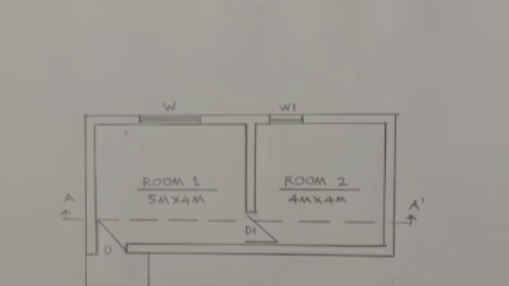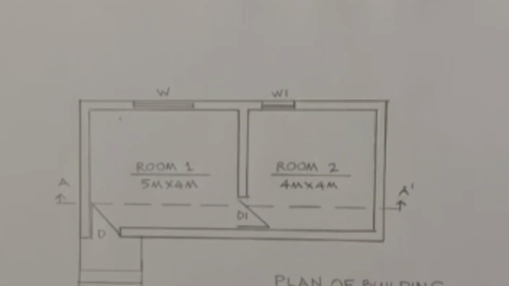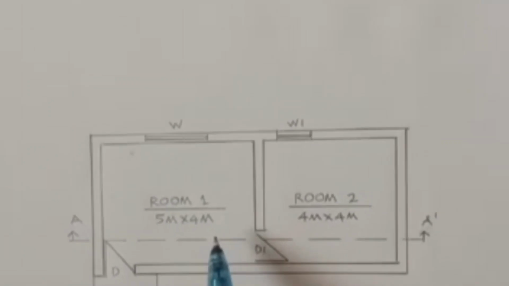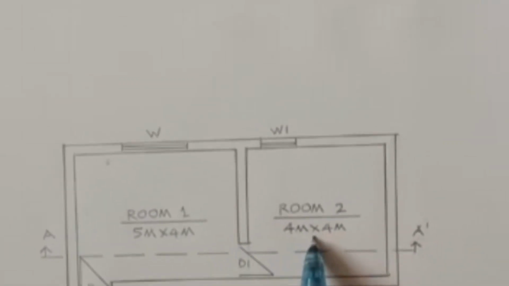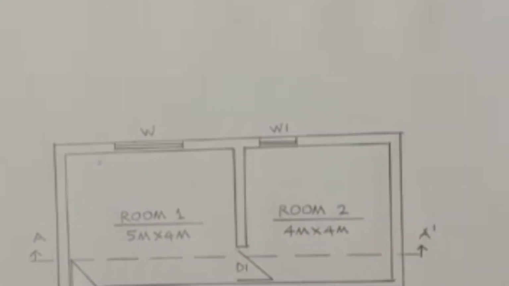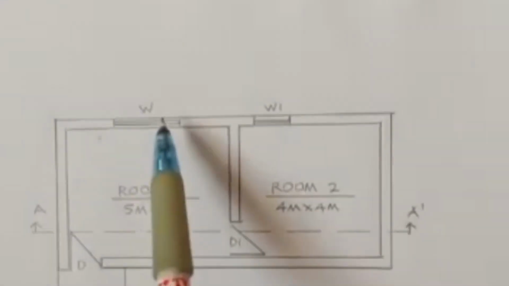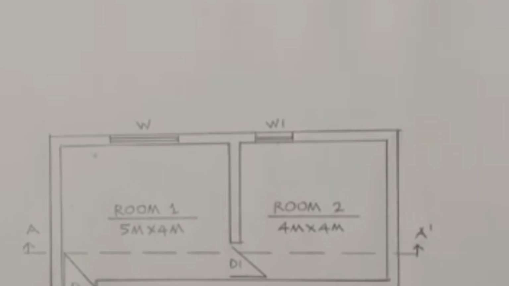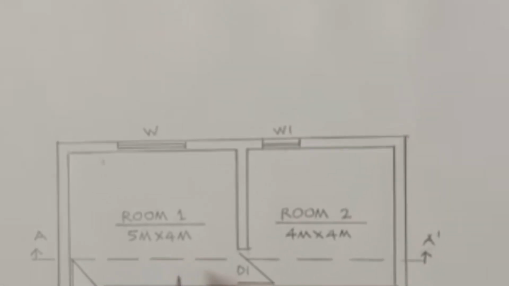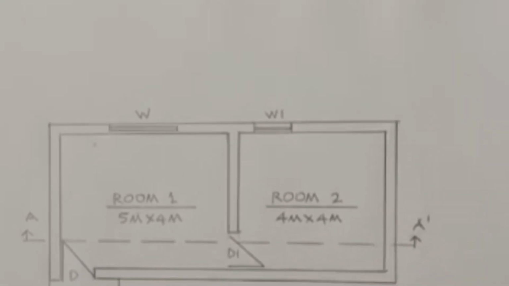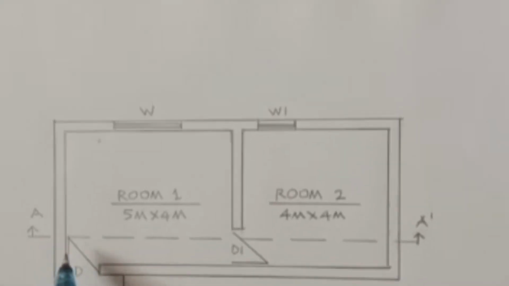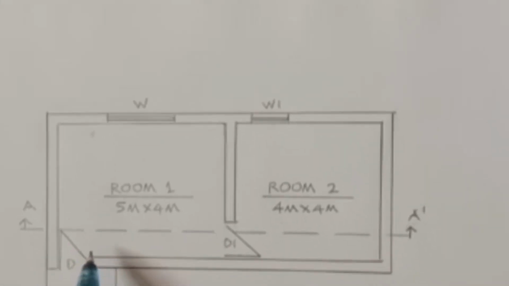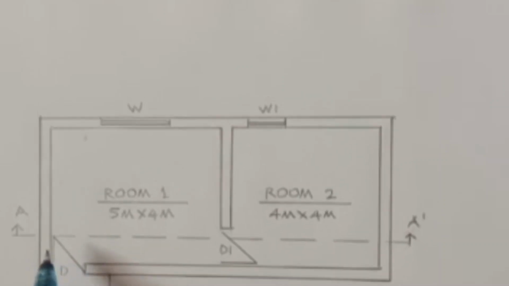How to draw the section. You can see the plan of the building. This building has 2 rooms, room 1 and room 2, 2 doors D and D1, 2 windows W and W1, 3 steps to go to the building. The building is drawn to a scale of 1:100. That means 1 centimeter in the plan is equal to 1 meter.